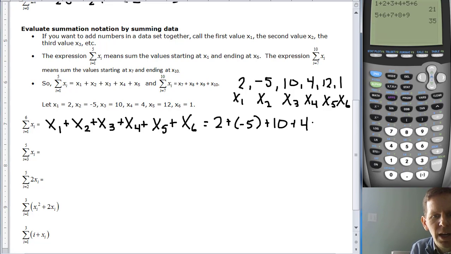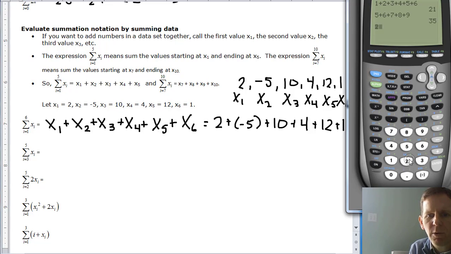When you add these numbers together, again, if you want to do these mentally, you probably could. If you want to use your calculator, we're just going to go 2 plus -5 plus 10 plus 4 plus 12 plus 1. And when you add these numbers together, you get your solution. Pretty reasonable to crunch this out. I got 24 for my answer.